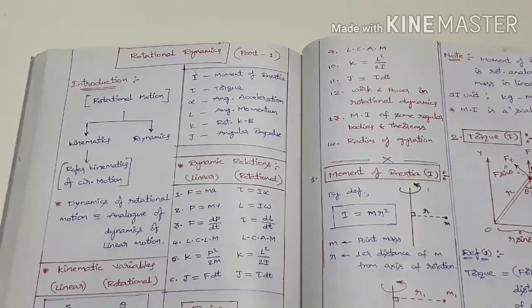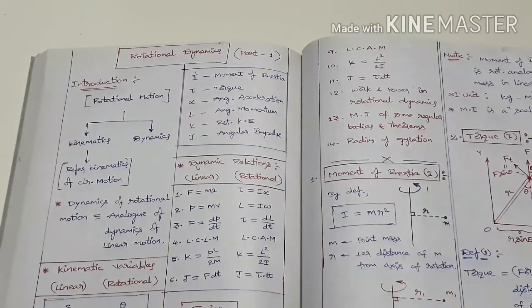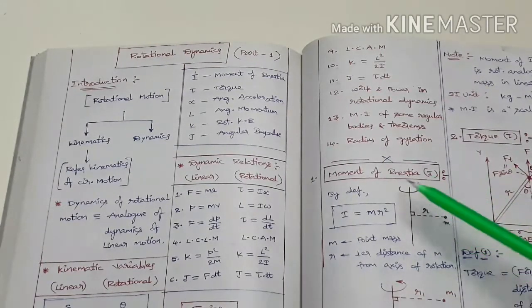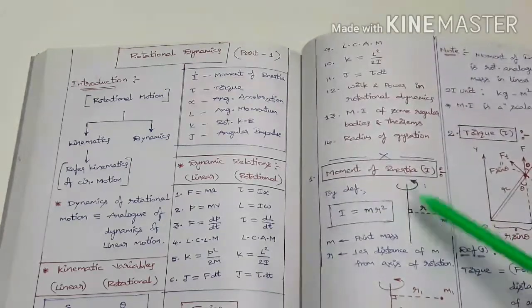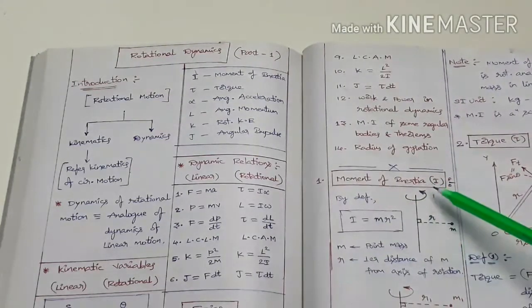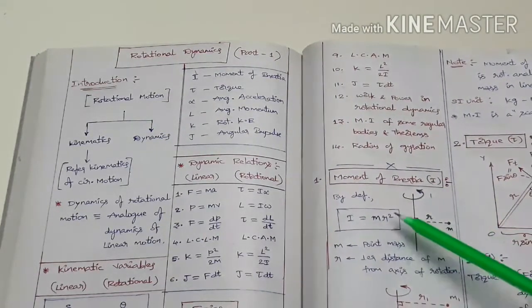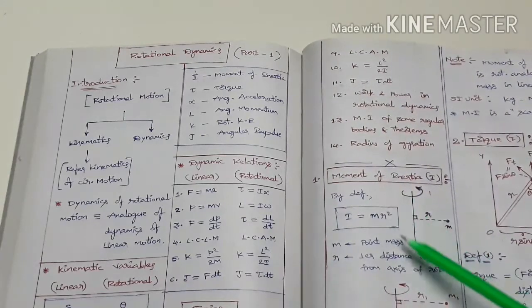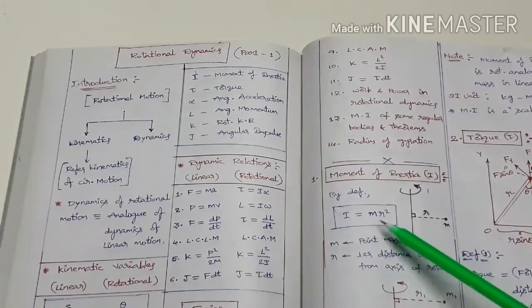All the remaining topics will be included in part 2. So first let us complete part 1. See, the first one is moment of inertia. By definition, I equal to mr square. What is m here?